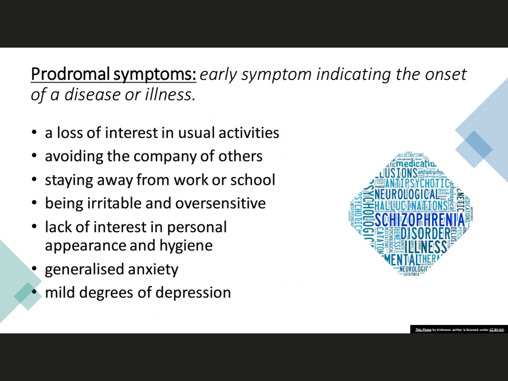Before the appearance of typical schizophrenic symptoms, there is sometimes a period of weeks or months, particularly in young people, in which the prodrome of non-specific symptoms appear. So prodrome is the early symptoms that indicate the onset of a disease or an illness. So with schizophrenia, they are these.